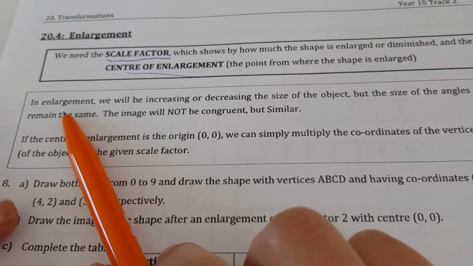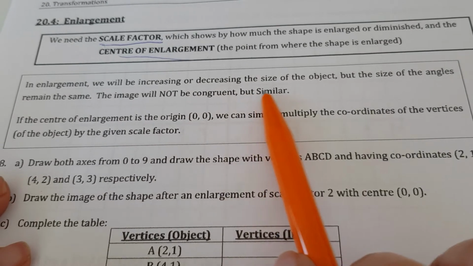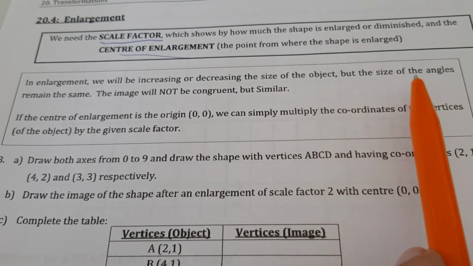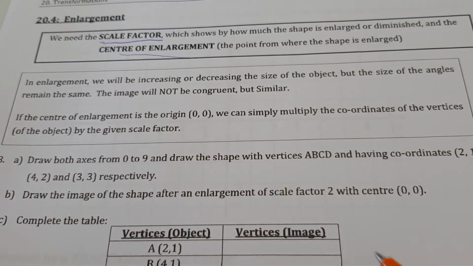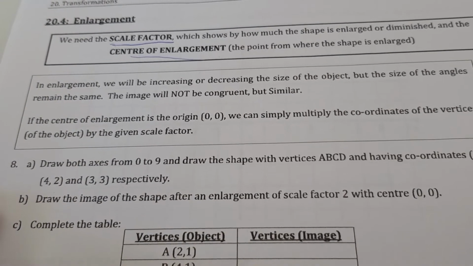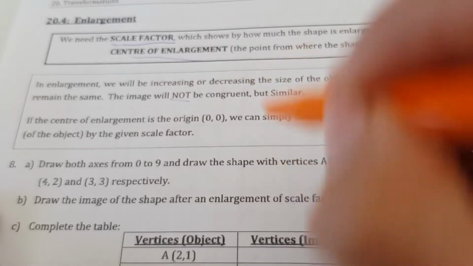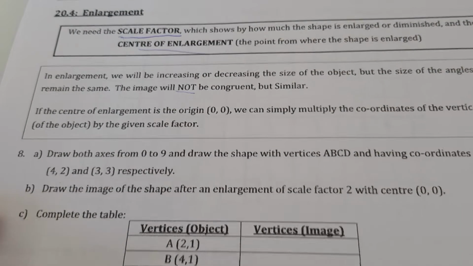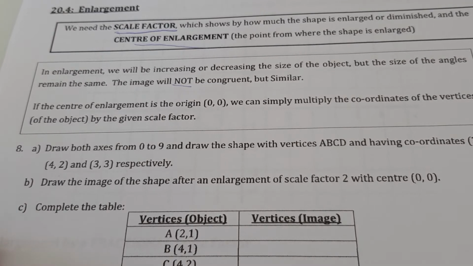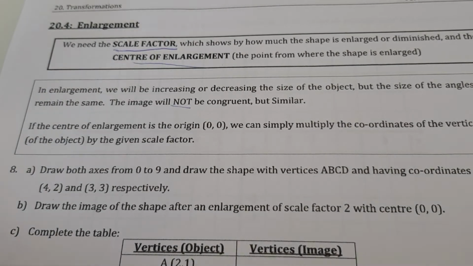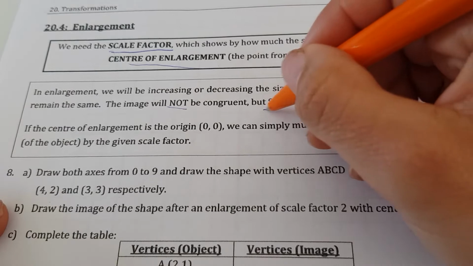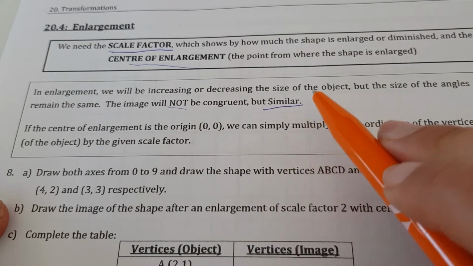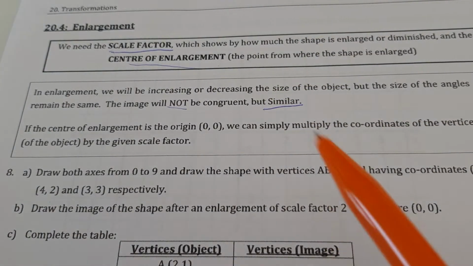Now, in enlargement, we will be increasing or decreasing the size of the object, as I said, but the size of the angles remains the same. Now, the image will not be congruent. Why? Because in congruent, we said they are exactly the same, but now they are not. One is an enlargement of the other. So we say they are similar. And you will do more of this in year 11.